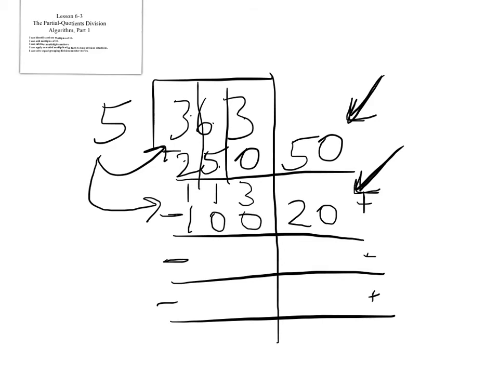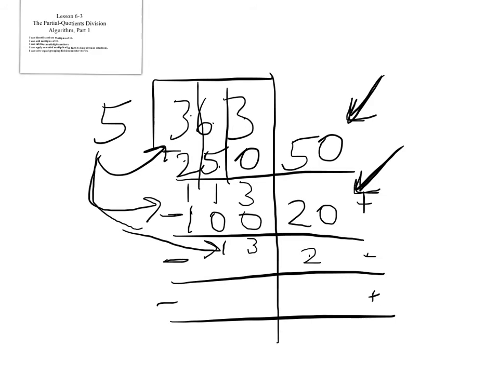Okay, so now I have to subtract. I get 3 minus 0 is 3, 1 minus 0 is 1, and then 1 minus 1 is 0. I don't need to do anything. So now my new dividend is 13. So how many times does 5 go into 13? All of you should know 2 times would be 10, 3 times would be 15. 3 times would be too big. So I'm going to say 2 times.